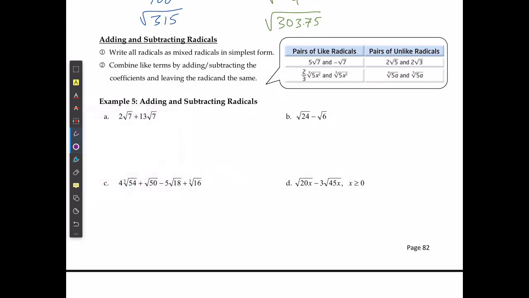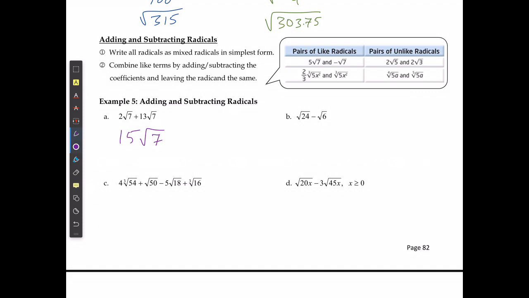In my first example, if I had the square root of 7, and I just called it x, well then this would just be 2x plus 13x, and I would just combine the coefficients. So as long as it's both the square root of 7, they're actually the same number, which means that they're both x. So in this case, I'm just going to say that it's going to be 2 plus 13 is 15, and the square root of 7.